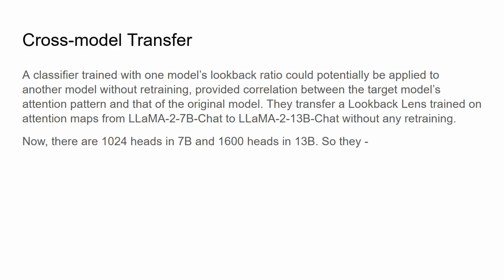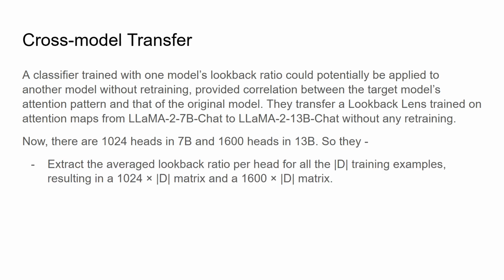Now, there is an issue here. There are 1024 heads in 7B while 1600 heads in 13B because you have more layers and you might also have more heads per layer. I'm not sure about how many heads per layer each of these have, but it's certainly a large difference, right? So you somehow need to map between the heads of the two models. So how do they do this?